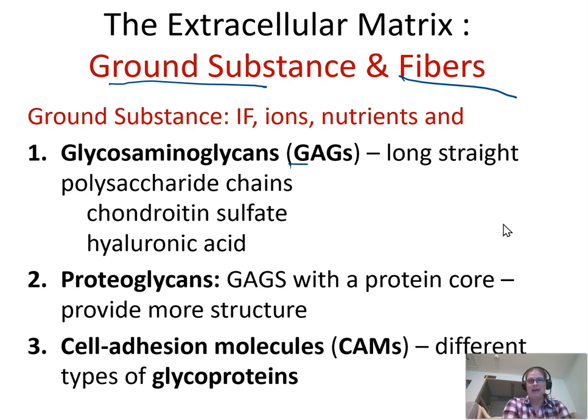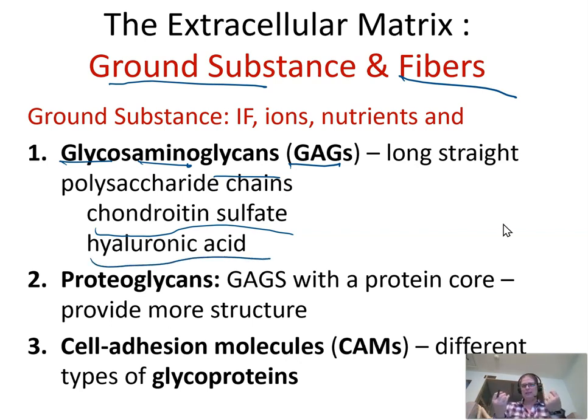So we have our GAGs, okay? GAGs are glycosaminoglycans. So they're basically proteins and carbs, polysaccharides and proteins hooked up together. And you might have heard of chondroitin sulfate, especially as a supplement. It makes up cartilage. Hyaluronic acid is another one of these. And these are just the glue between the cells.